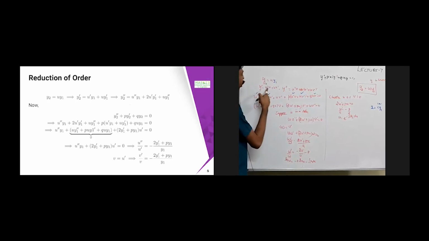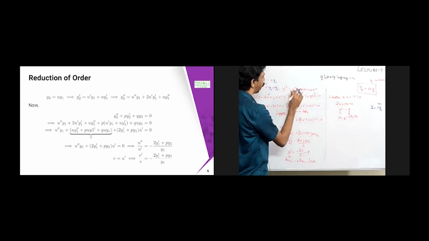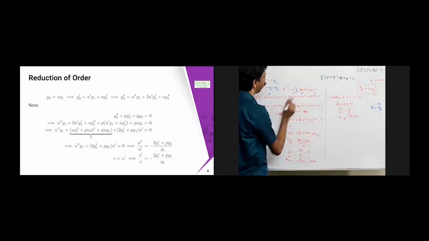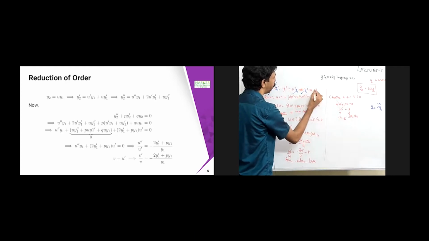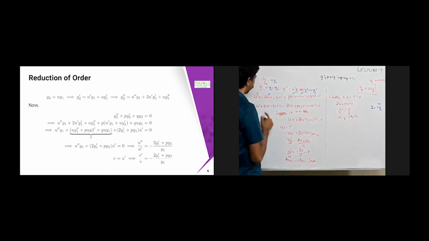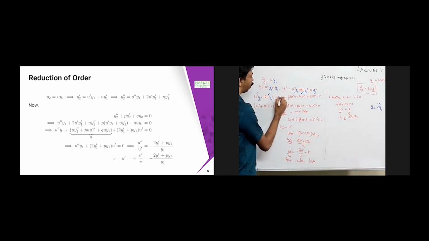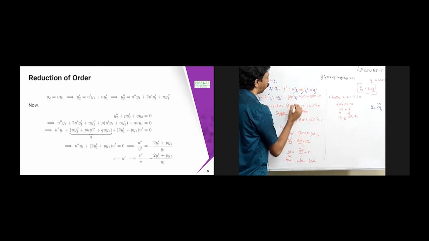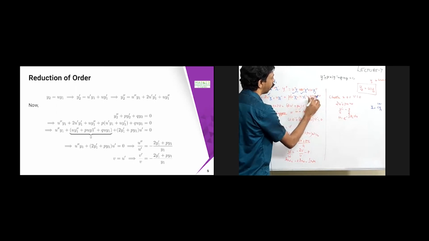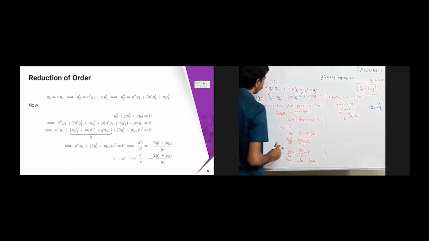So here it is going to become u dash y1 plus u y1 dash, and y double dash is going to become u double dash y1 plus 2 u dash y1 dash plus u y1 double dash. Again, substitute here: y1 is going to come, y1 dash is going to come, y1 double dash is going to come. Wherever y is there, replace that with y1.